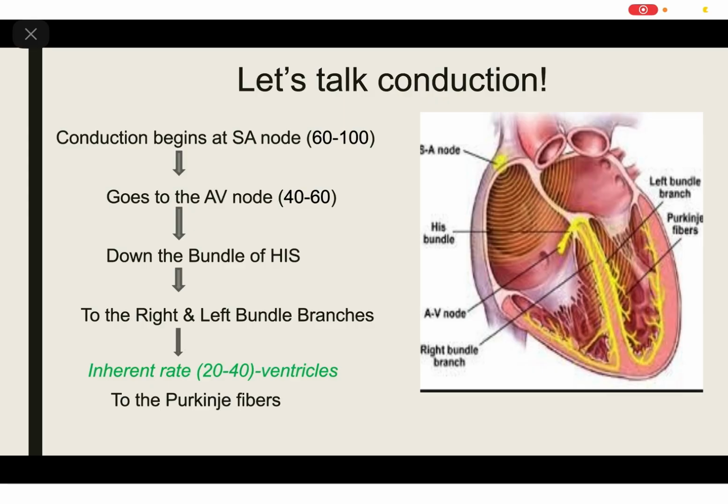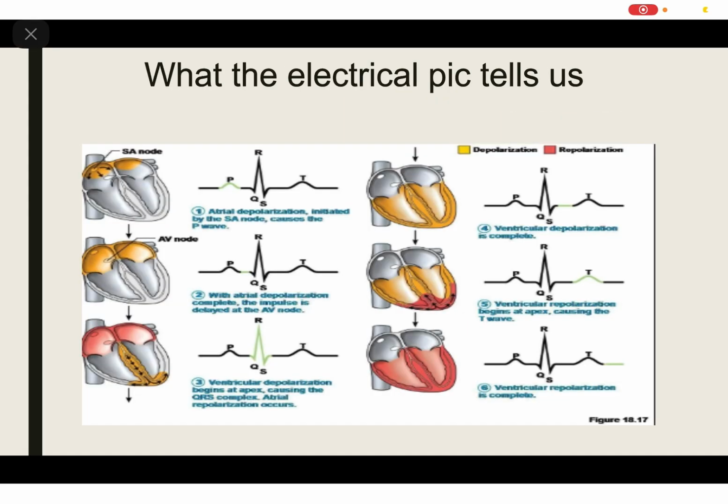And then down to the bundle of His, it continues through the right and left bundles down into the Purkinje fibers, and the Purkinje fibers have a rate of like 20 to 40. So it's a rate that's hardly sustainable to life. If you're in a Purkinje rate, both of your pacemakers have failed, that's a bad place to be. You need a pacemaker.